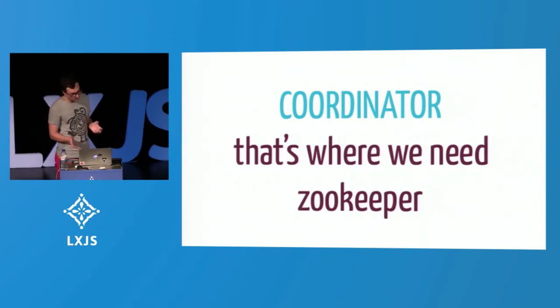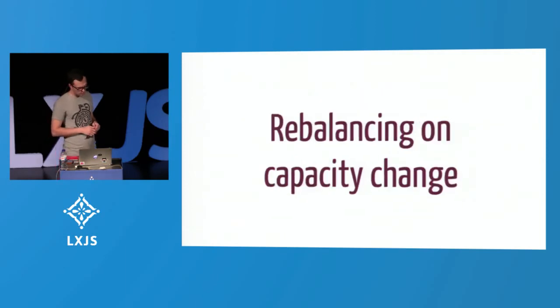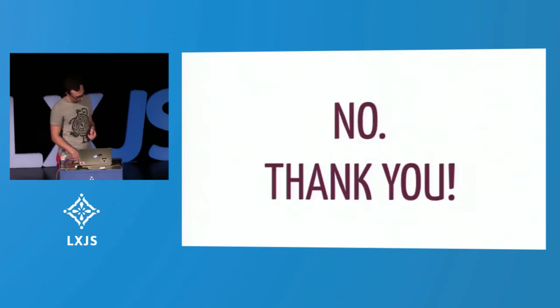Personally, I don't like zookeeper, so maybe we'll replace it with something better. So the first try was DHT, like Amazon Dynamo, because you know all the cool kids do this. But no, that was a bad idea because of rebalancing on capacity change. When you add a new server, you have to split the hash ring again, and you have to move data around. But we don't need this. We did a good job avoiding extra work in a single backpack instance, so we don't want to do extra work here. So, no, we tried it, and actually we failed because of data movement.